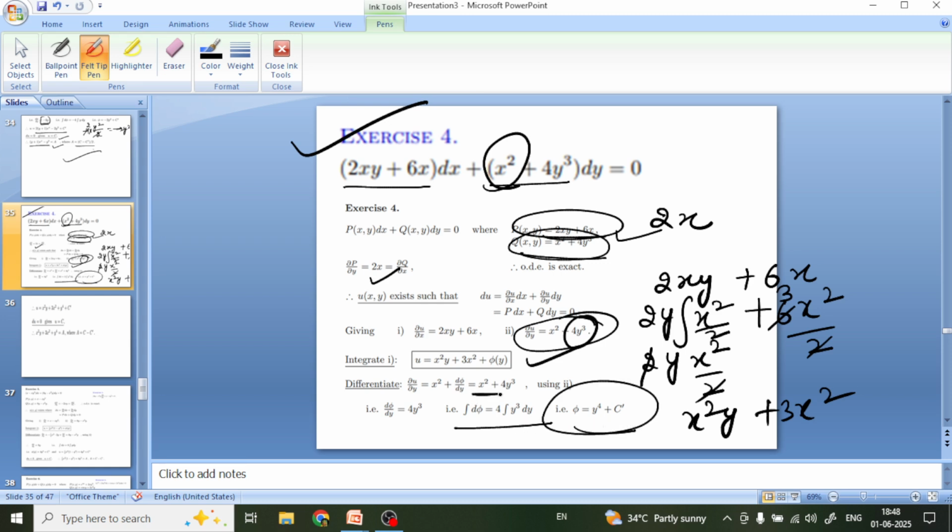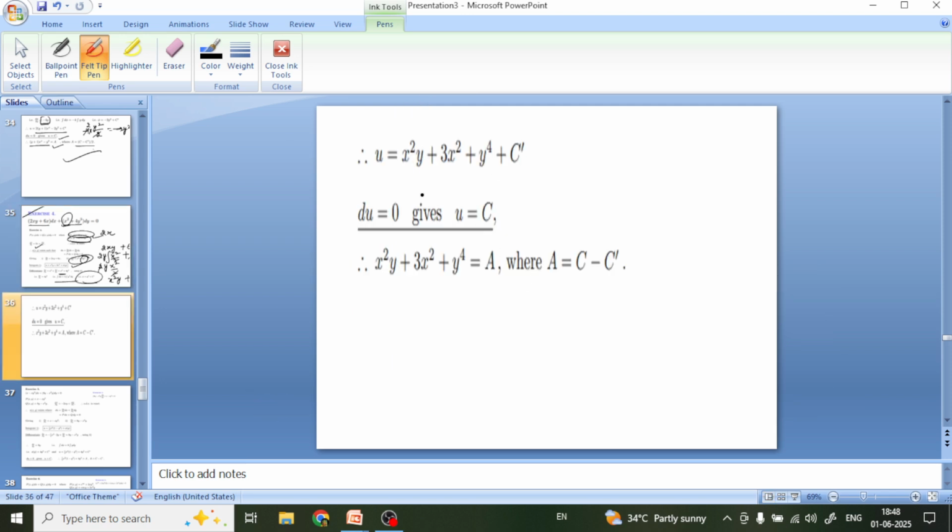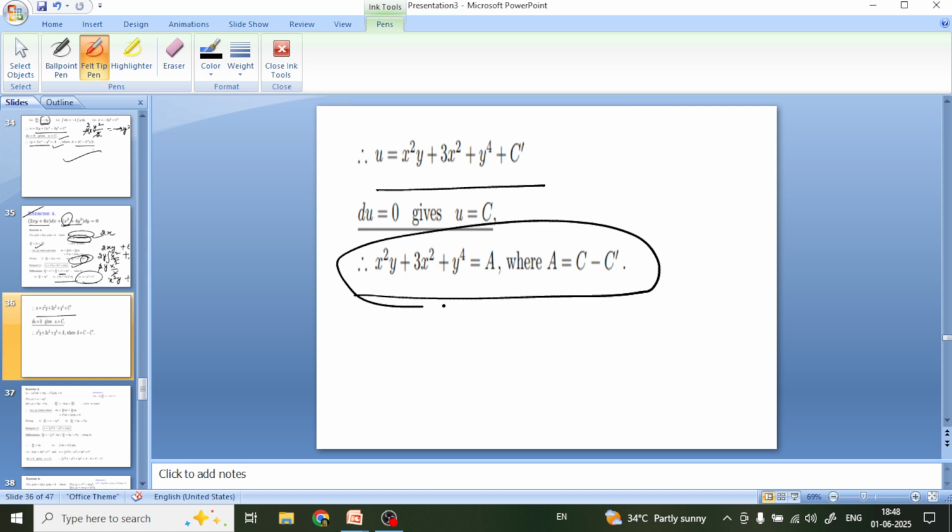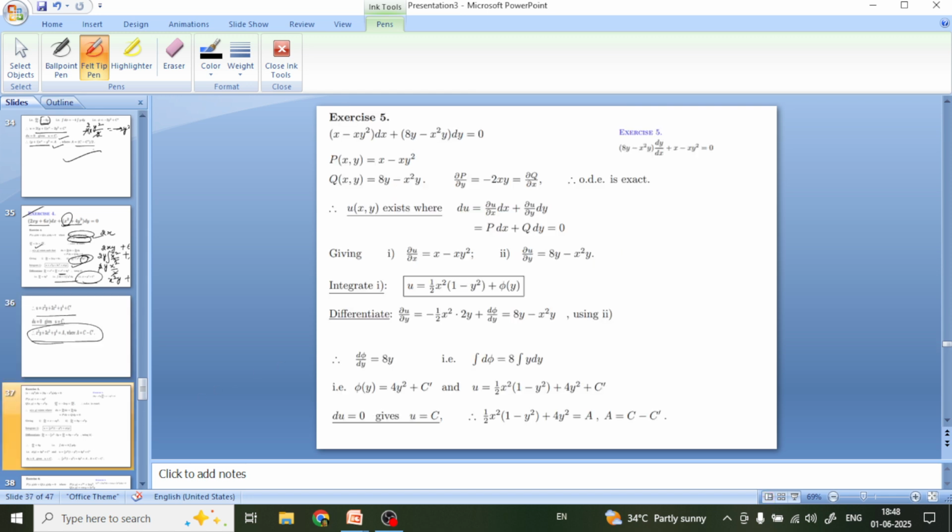And when we find its differentiation, that should be equal to 2x. And when we write this, you will find the equation. Now question number 5, you have been given (8y minus x square y) dy plus (x minus x y square) dx equal to 0.